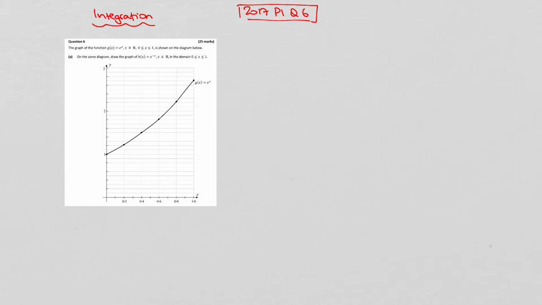2017 Paper 1, Question 6, Integration. So in this question here, we're given the graph of the function g of x is equal to e to the power of x, and we're given our values between 0 and 1. The diagram is shown for this graph, and we have to draw on the same diagram the graph of h of x, which is equal to e to the minus x, also in the domain of 0 to 1.